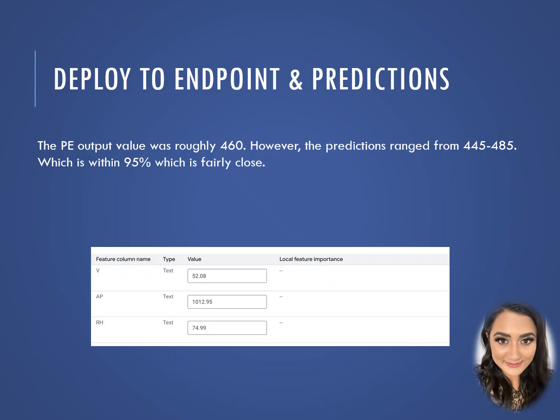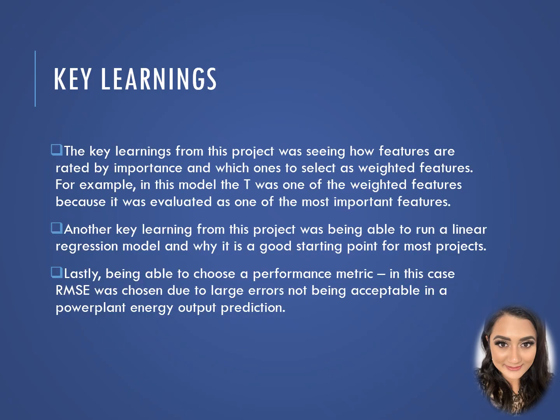Some of the key learnings from this project were seeing how features are rated by importance and which ones to select as a weighted feature. For example, in this model, the temperature was one of the weighted features because it was evaluated as one of the most important ones. Another key learning from this project was being able to run a linear regression model and why it is a good starting point for most projects. Lastly, being able to choose a performance metric. In this case, RMSE was chosen due to large errors not being acceptable in a power plant energy output prediction.